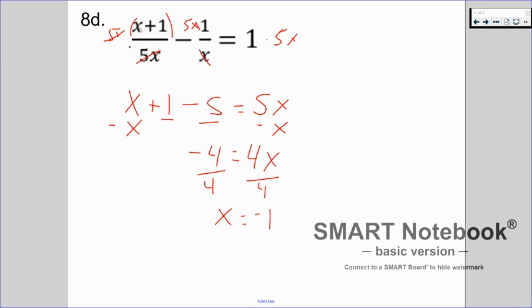And when we plug it in, we get negative 1 plus 1, which is 0, over negative 1, which is 0. And then negative 1 over negative 1, which I think would simplify to be a positive 1. So indeed, that does check, and that one also works. So there's activity 3. I hope that helps.